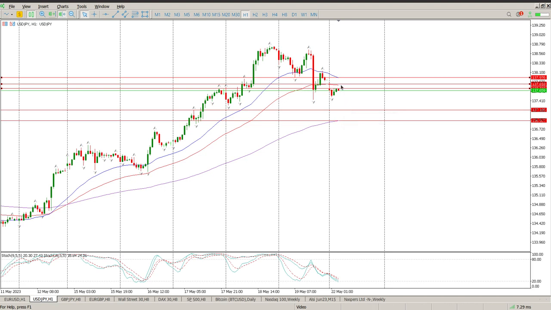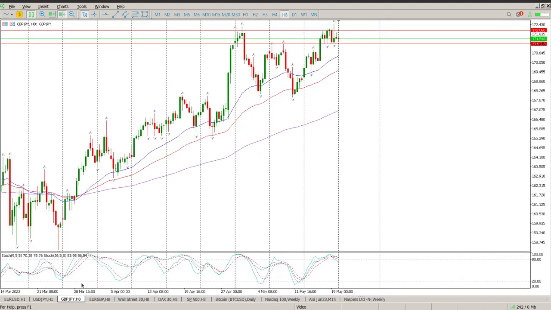But if we do start reclaiming some of these areas here, and I think the most logical one is going to be 137.979. If we reclaim that this morning, so it's gap close, reclaim it, then we are looking for a continuation to the upside. So lots of noise around the dollar this week, but bear in mind it is Monday, so it's more than likely going to be fairly quiet.